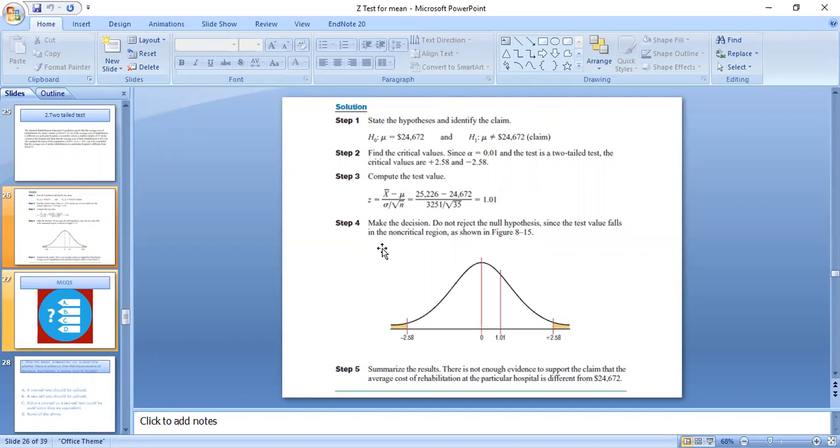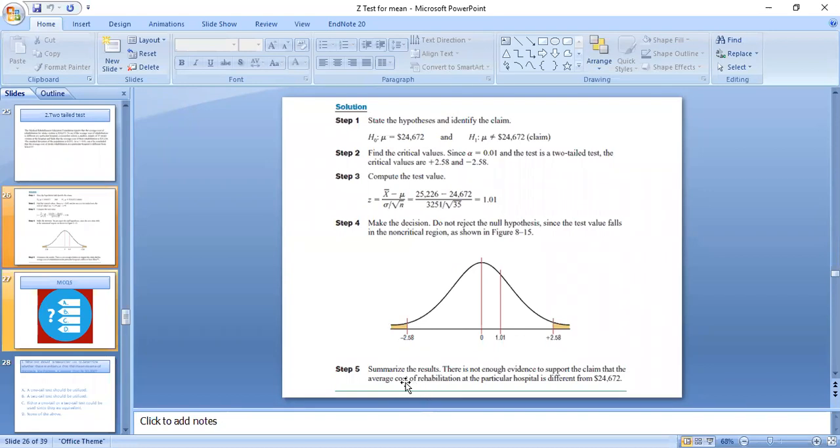Then the fourth step is to make the decision. We will not reject the null hypothesis, since the test value falls in the non-critical region, or the acceptance area, as shown in the figure. As shown in the figure, our calculated z-test value of 1.01 is not beyond the z line. So our null hypothesis will not be rejected.